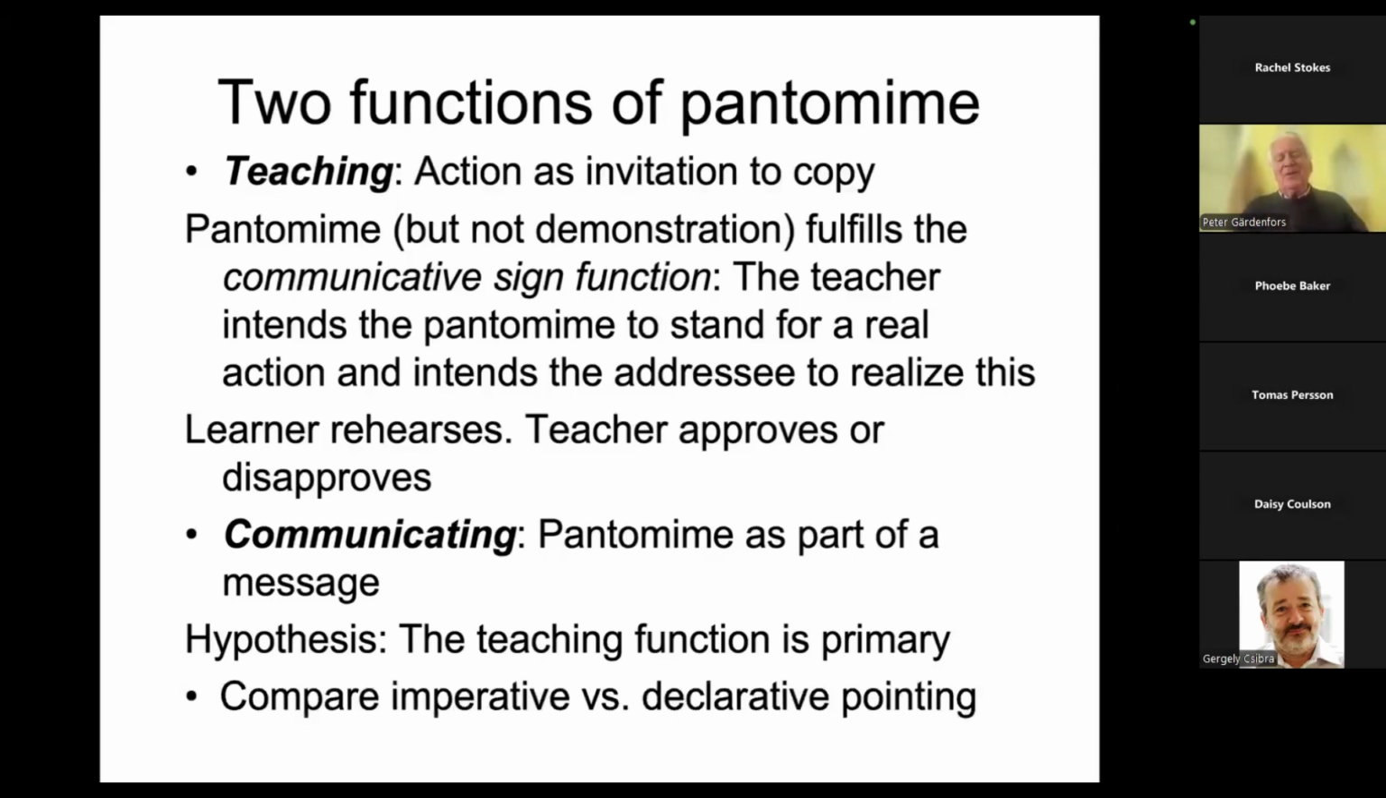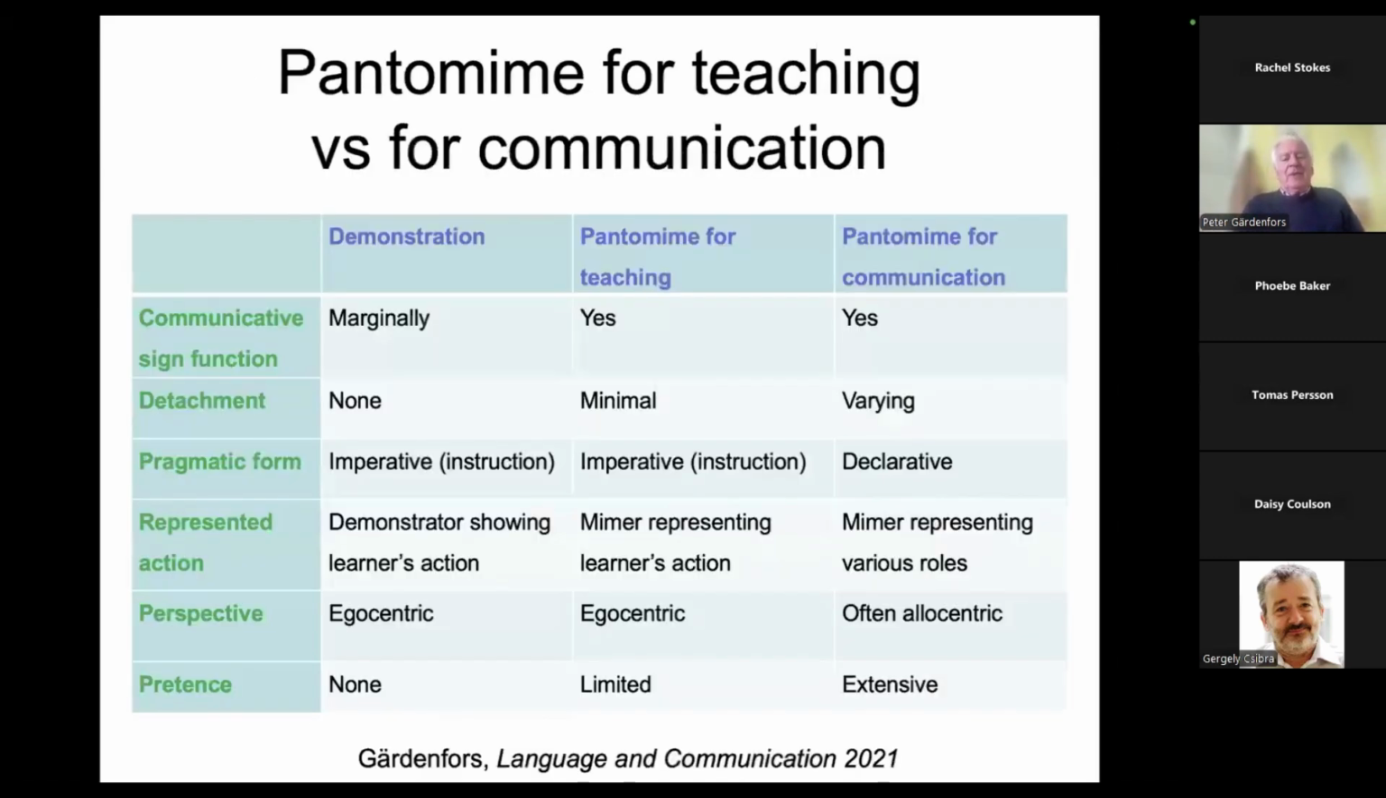So let me compare. Okay, this is a small comparison here. We have imperative pointing and declarative pointing. Imperative is to ask for something. You point at something because you want it. Declarative is that you point at something because you want to have joint attention. You want to do something together with somebody else. You're declaring something about the pointing. And I think there is a bit of a parallel here between teaching and communicating. So here is my table of analyzing the differences between demonstration on the one hand, pantomime for teaching on the second hand, and pantomime for communication on the third. And I have here 6 criteria that we can use to distinguish these activities.